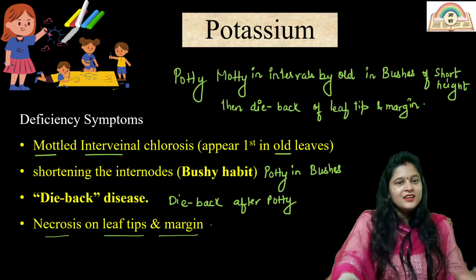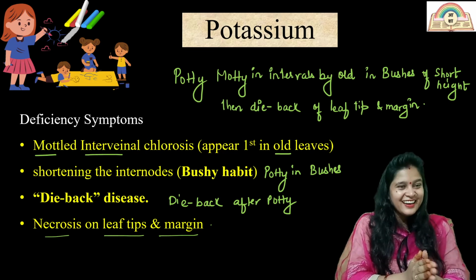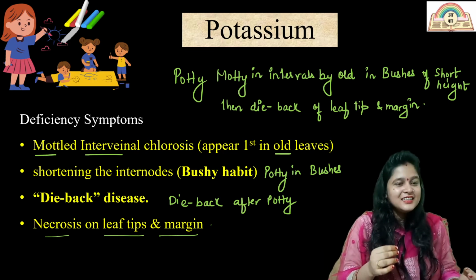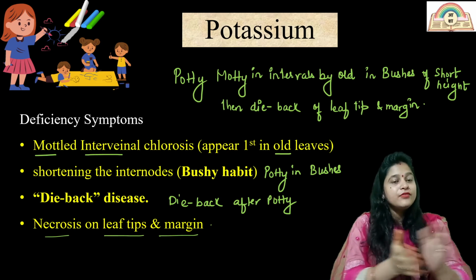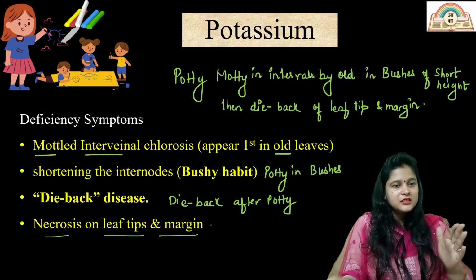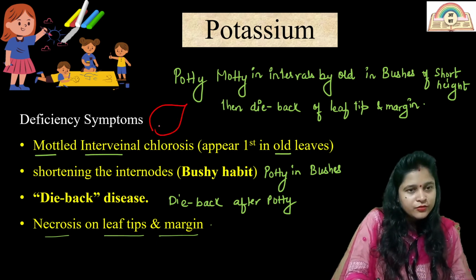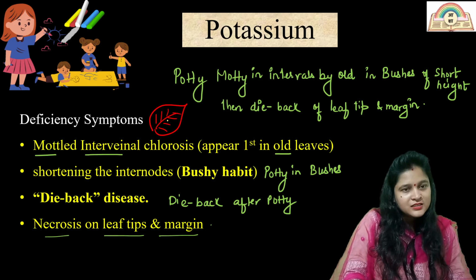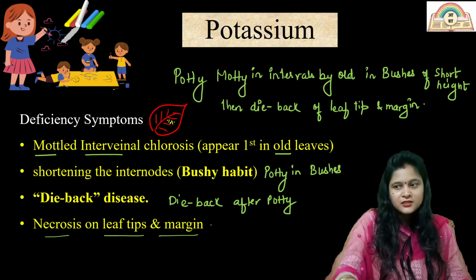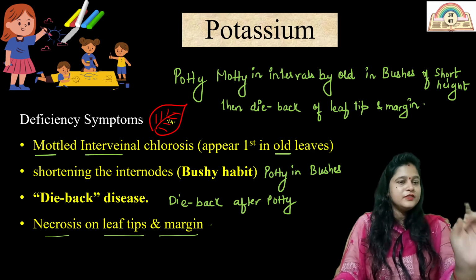Okay, what are the deficiency symptoms of potassium? That is potty. So mottled means dots. Mottled interveinal chlorosis. Interveinal means in between the veins of the leaf. Suppose this is a beautiful leaf and these are the veins. In the area between the veins, yellowing occurs. Now, shortening of internodes.